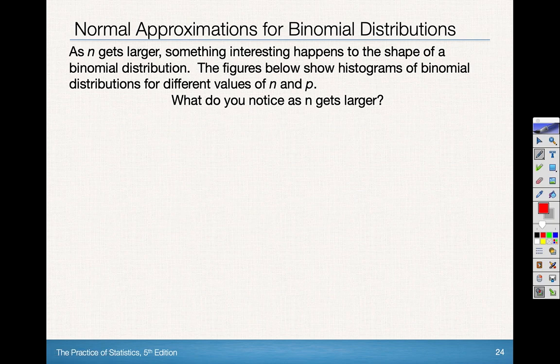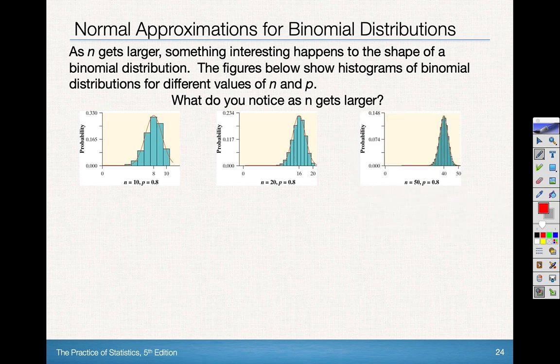Now, I told you a few times it was very important to realize the binomial distribution is discrete. Well, as n gets larger, as our number of trials increases, the binomial distribution is replaced, because trying to use a discrete random variable with many, many samples doesn't make sense. So as n gets larger, something interesting happens to the shape of a binomial distribution. The figures below show a binomial distribution as n, the number of trials, gets larger.